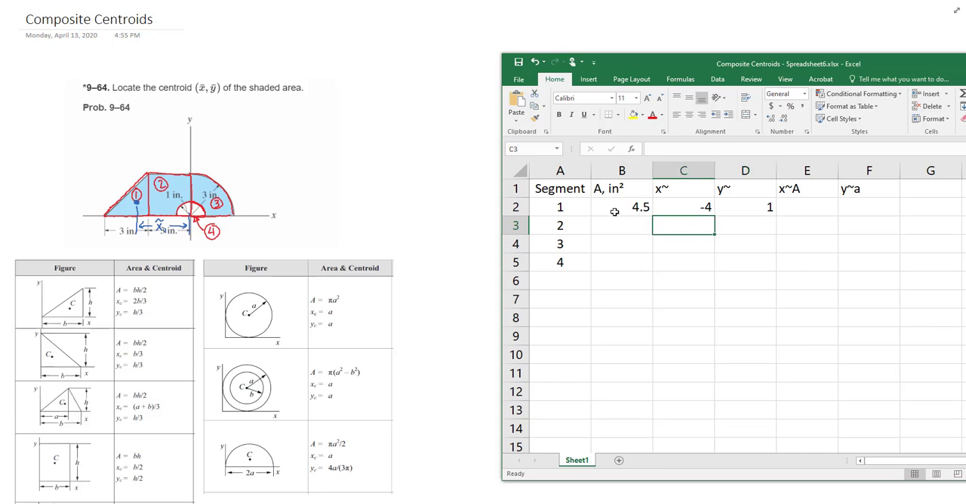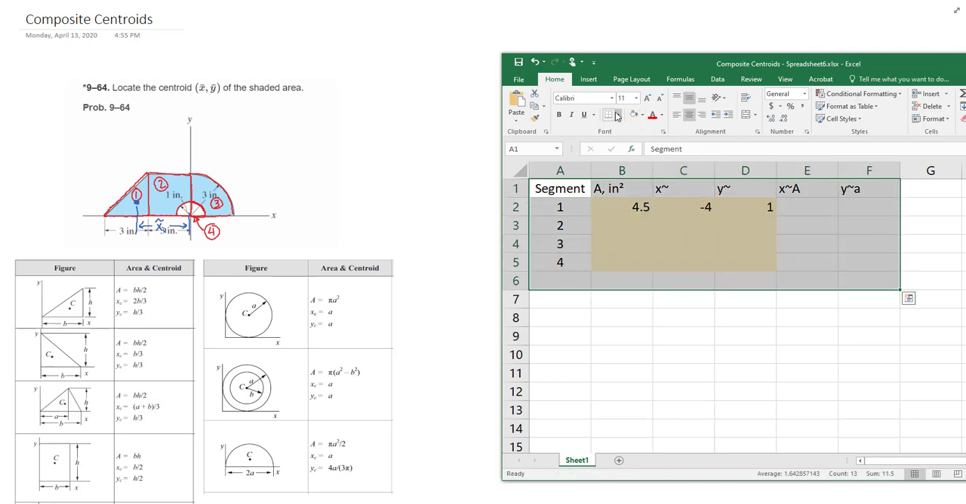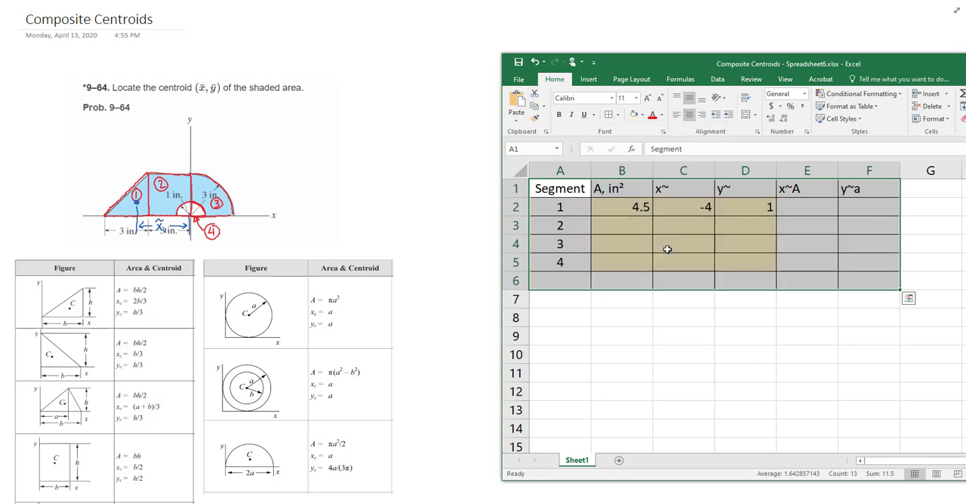Okay? So what we're doing right now is focusing on filling in this portion of the spreadsheet. We're going to have a lot more stuff going on, but right now we're just focusing on getting all of this information in. What are the areas? What are the centroids? Okay.